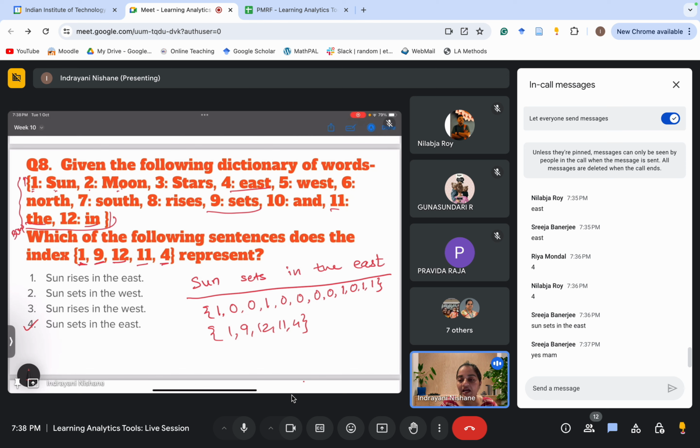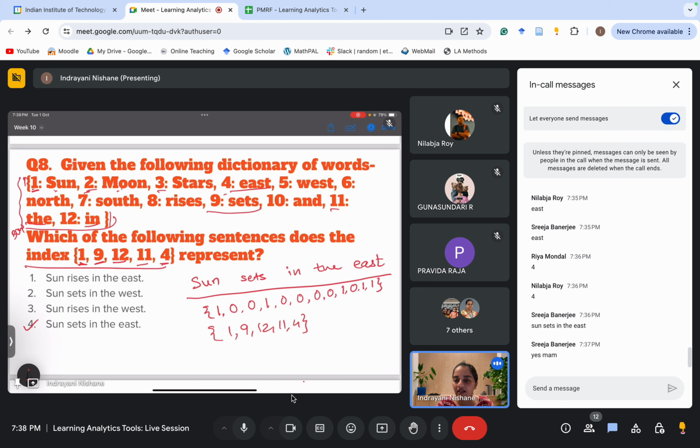We have assigned an index or number to every word: 1, 2, 3, 4, 5, 6. So there are 12 words. There would be multiple sentences, but now we are supposed to make a sentence based on this index.